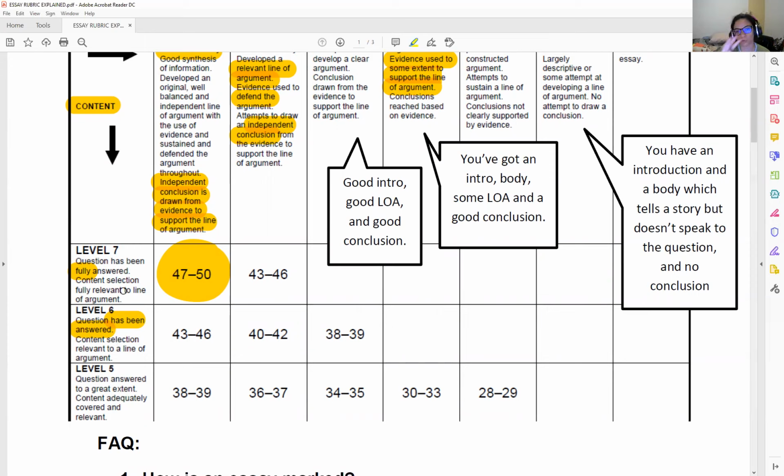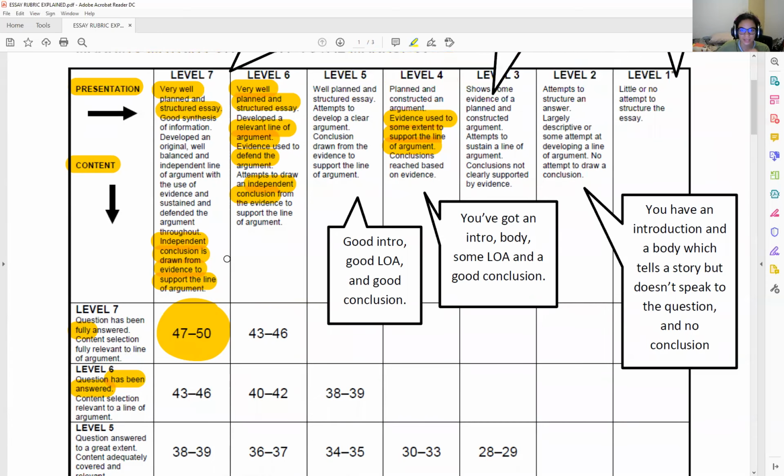So this means maybe you've got all your paragraphs, but you've got the last paragraph where you speak about the short-term and long-term gains of something, or you forgot about the political influences or the economical influences, but you've spoken about everything else. It's just one little thing that you forgot. Then you get a level 6. And then I will have a look and I'll see, okay, your essay has still been structured perfectly. So I can still put you at a level 7, and then your highest mark you can get is 46.